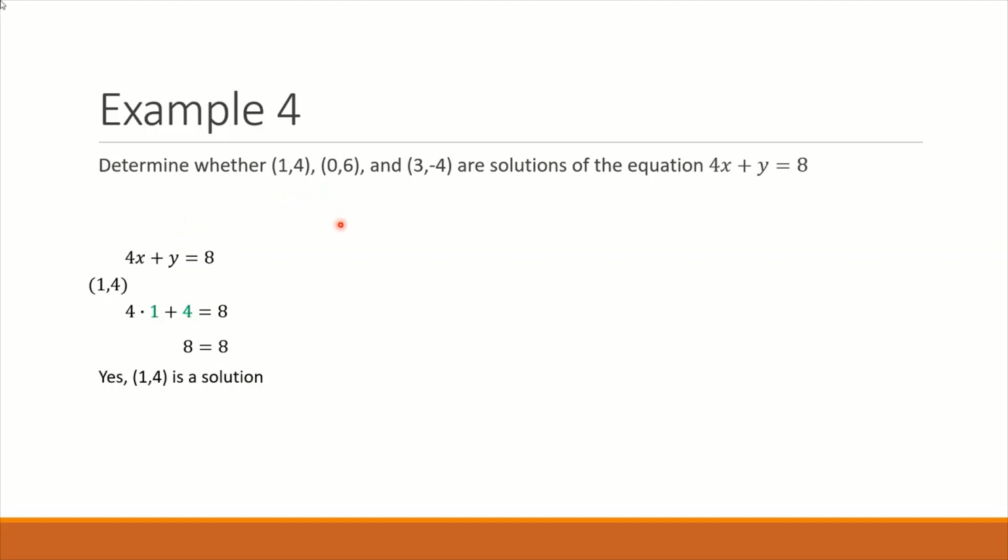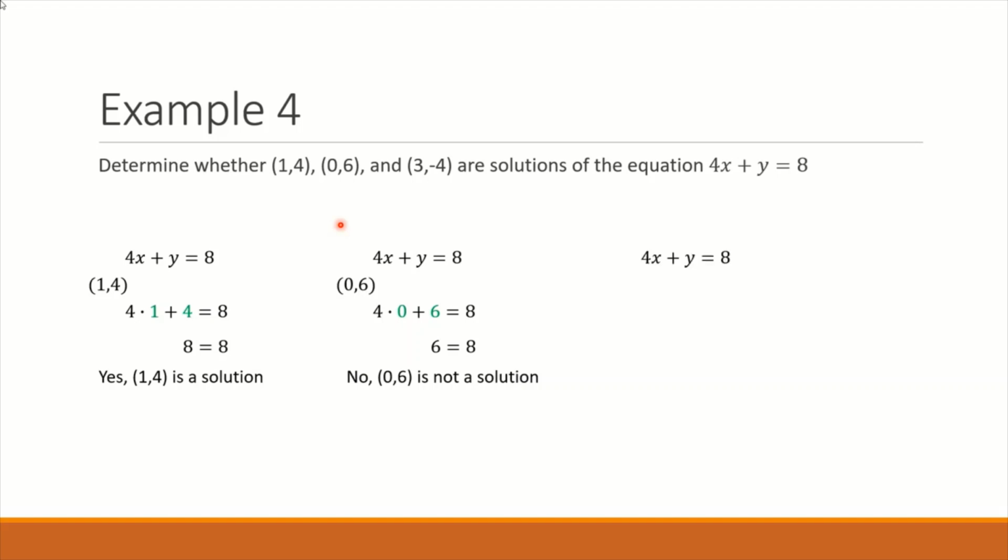Alright, let's look at 0, 6. Always rewrite the equation before you plug it in. And we're going to plug in 0, 6. The reason why I'd suggest it is because sometimes you might write the problem incorrectly, and so it would be a way to check your work. So when I plug it in, I get 4 times 0 plus 6 equals 8. That's 6 equals 8. That's not true. So therefore, 0, 6 is not a solution.